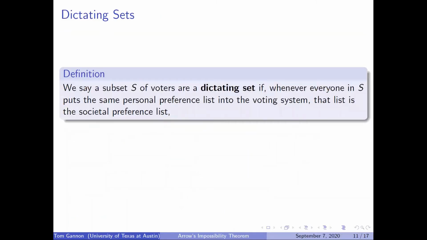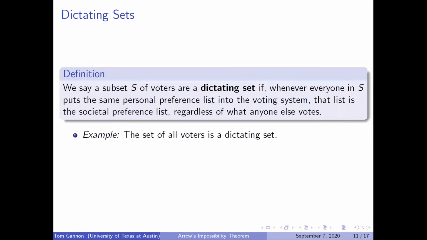So now let's talk about how we're going to prove the bigger Arrow's impossibility theorem. We are going to call a subset of voters a dictating set if whenever everyone in the set puts the same ballot in, then the societal preference list that comes out is the same ballot that everyone in S put in, regardless of what anyone else votes. So for example, the set of all voters is a dictating set under our assumptions of Pareto and independence of irrelevant alternatives. Why is that?